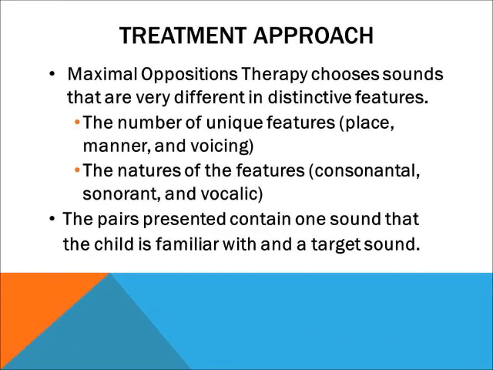Maximal oppositions therapy chooses sounds that are very different in distinctive features. The 2 qualifications of sounds chosen are the number of unique features, place, manner, and voicing, and the nature of the features, consonantal, sonorant, and vocalic. The pairs presented contain 1 sound that the child is familiar with and a target sound.